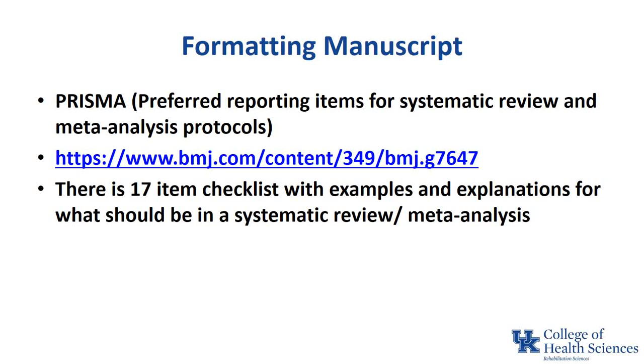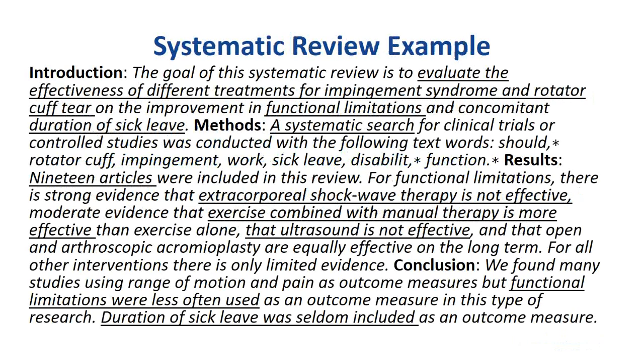And it's a 17-item checklist with a lot of additional A's, B's, and C's items, so it's more than 17, but it gives you a checklist, it gives you examples of what they're looking for, and an explanation of what should be in or be incorporated in the manuscript as you write your reviews.